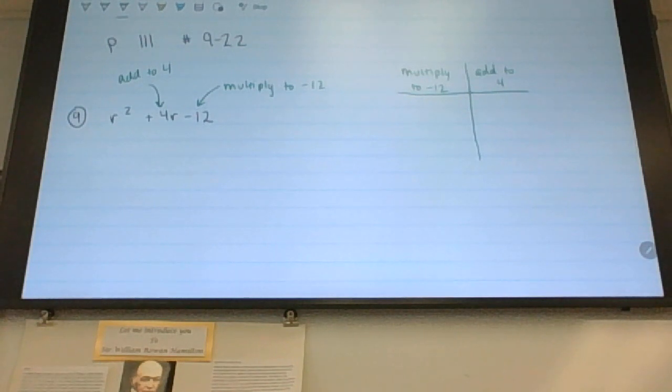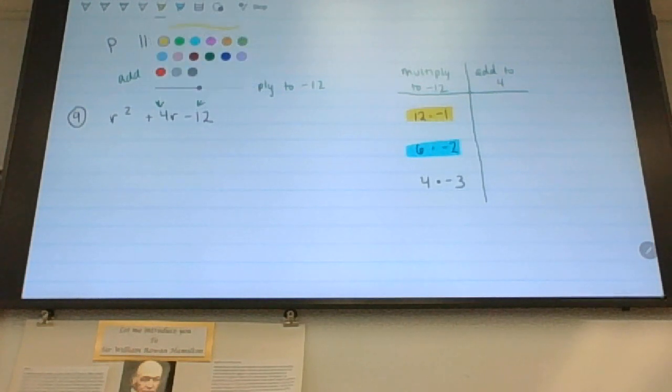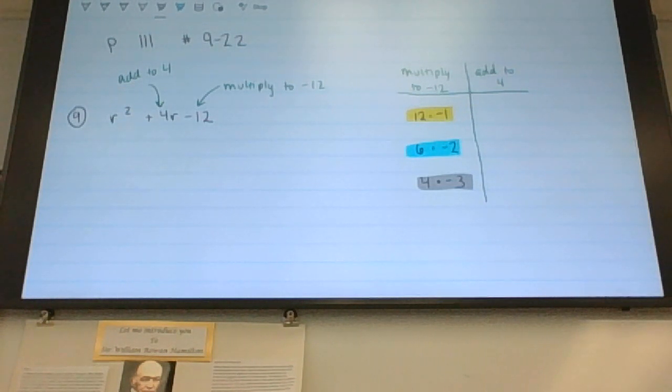So I'm going to list everything that multiplies to 12. I got 12 times negative 1. I got 6 times negative 2 and 4 times negative 3. All right, there's 3 different possibilities that I could use for these parentheses to factor it correctly. Which one of those might combine to be 4? Yellow, blue, or gray? Blue. 6 minus 2 equals 4, and that's what we were looking for.